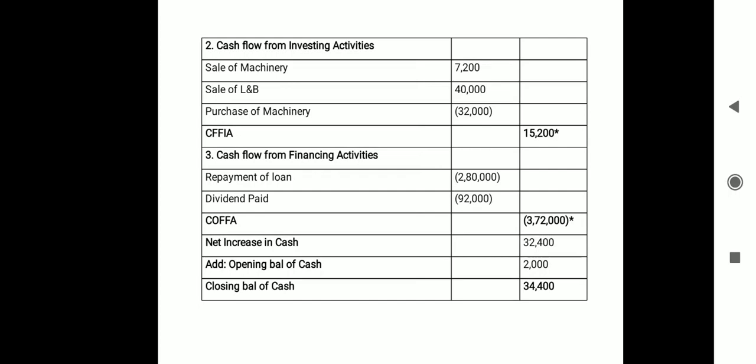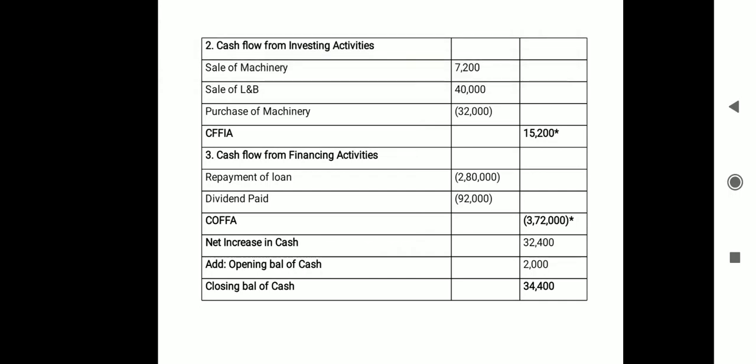But the only thing you must always remember is that fund flow was easy. In fund flow we just needed to find out whether it is a source or an application. But in cash flow we need to find out whether it is a source or an application, and at the same time under which heading, under which activity, it will come. So this is your sale of machinery, under investing activity, 7,200.